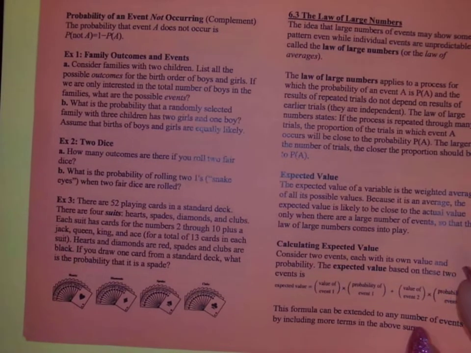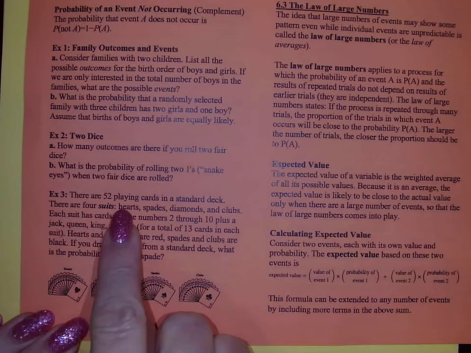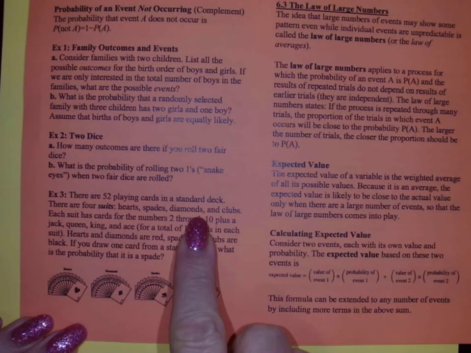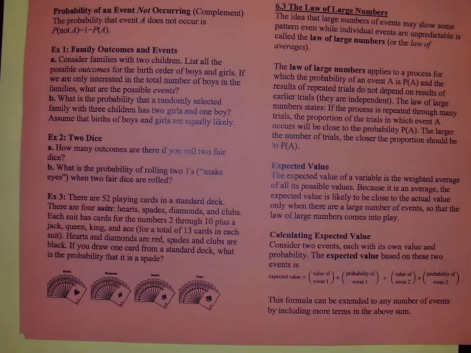Okay, so the next problem that we're looking at is example 3. There are 52 playing cards in a standard deck. So this is stuff you've got to know, just so you know. There are 4 suits. There's hearts, spades, diamonds, and clubs. I've got a little bit of a picture down here for you. Each suit has cards for the numbers 2 through 10, plus a jack, queen, king, and an ace, for a total of 13 cards in each suit. Hearts and diamonds are red, spades and clubs are black.